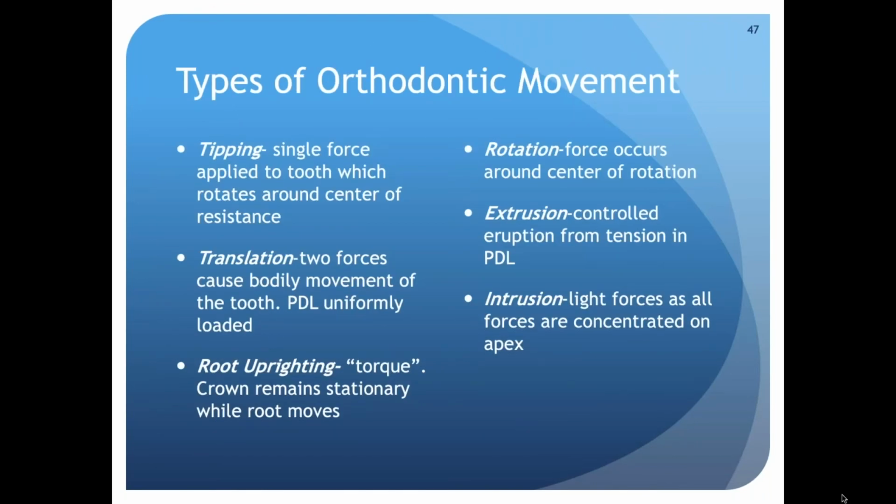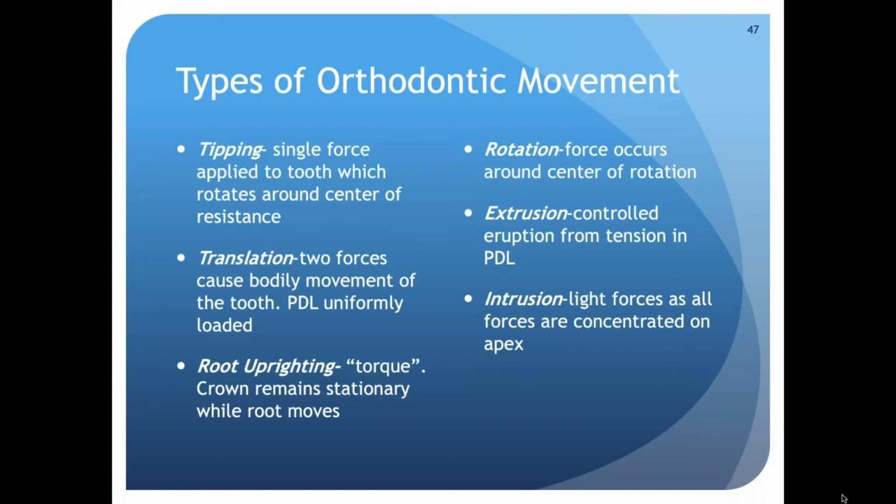So types of orthodontic movement. First of all, we have tipping, which is when we have a single force applied to the tooth, which rotates around its center of resistance. We have translation, which is two forces causing bodily movement. So it's bodily moving through the jawbone, and our PDL is uniformly loaded.